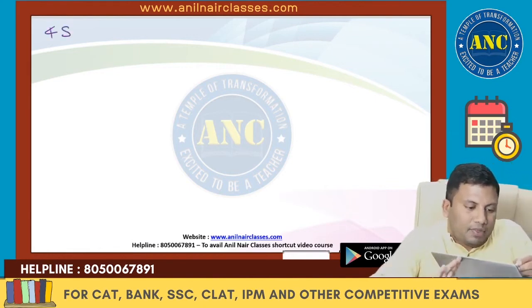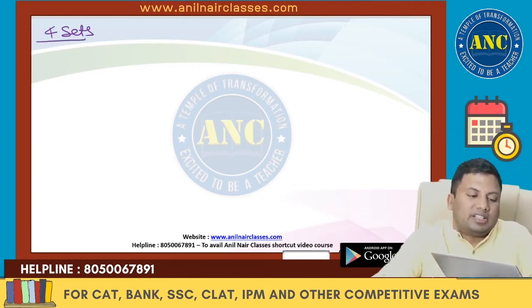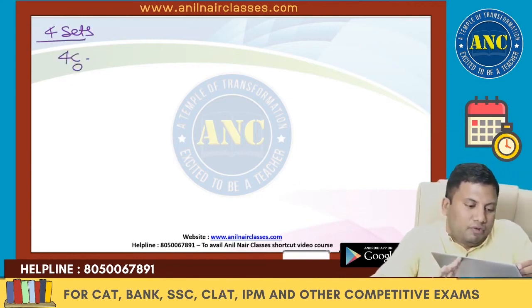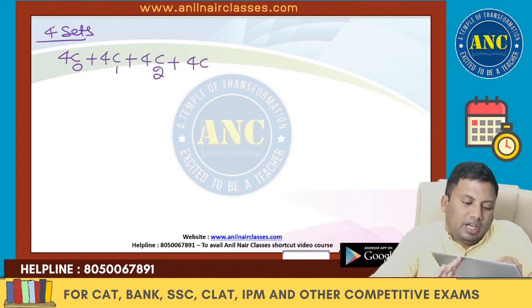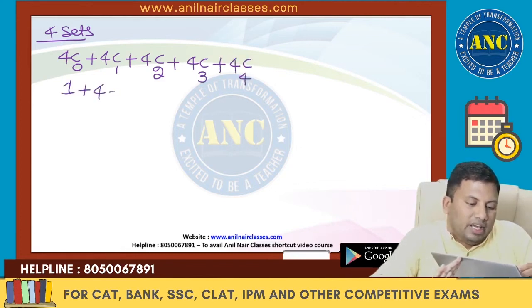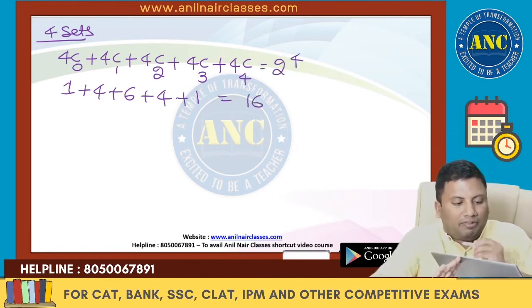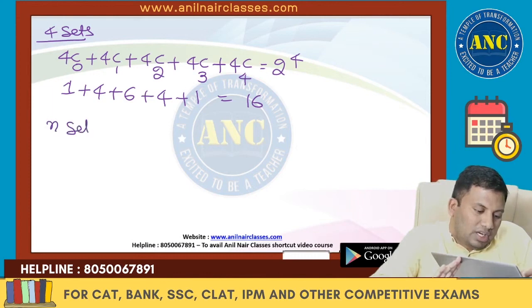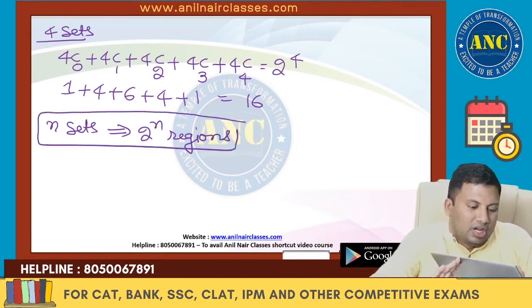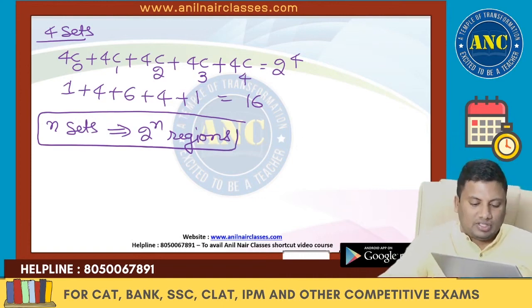Suppose 4 sets are there. I am not selecting any: 4C0. Selecting 1, selecting 2, selecting 3, selecting 4. For 4C0 it is 1, then 4, then 6, then 4, then 1. So how much did we get? 16, which is nothing but 2 power 4. So the first important conclusion is, if there are n sets, there will be 2 power n regions.